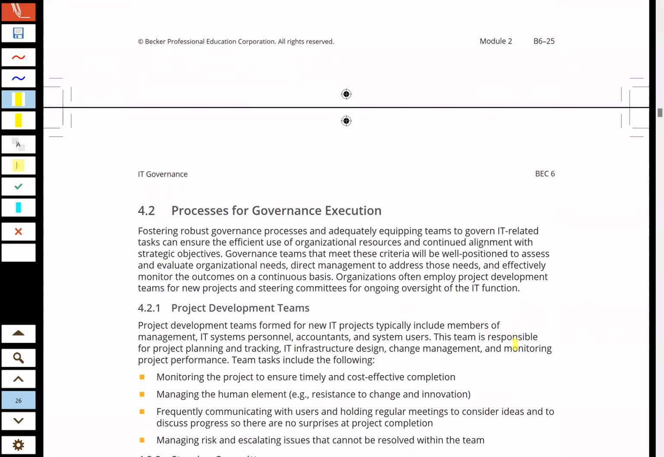They tell us here that organizations often employ project development teams for new projects and steering committees for ongoing oversight. So we're going to have an IT project that we're maybe going to be taking on. We will have a project team for that, and then to continue to see that it is meeting up with our corporate strategy and whatnot, we will have a steering committee. Okay, so flashcard that, the project development team and the steering committee.